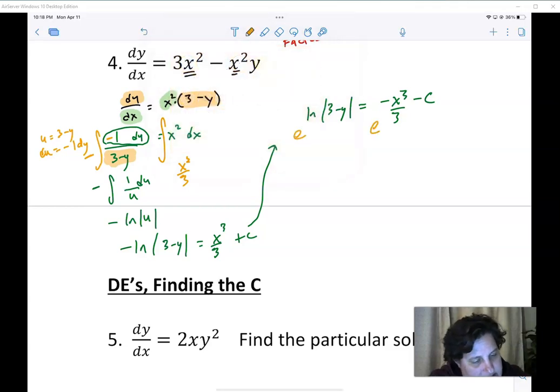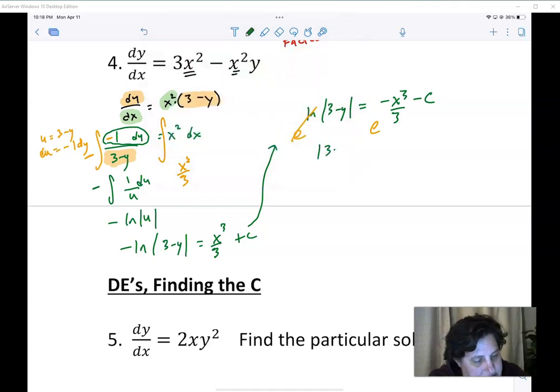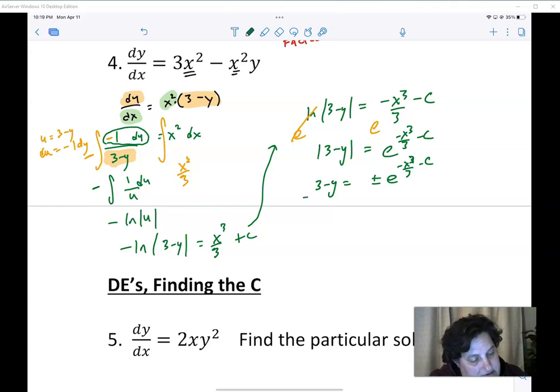Okay, how do I get rid of an ln? Well, e to each power, right? So this is, oh gosh, absolute value. 3 minus y is e to the negative x to the third over 3 minus c. Getting that out of absolute value, plus or minus e to the negative x to the third over 3 minus c. Okay? Subtracting 3 from both sides without rewriting it, I'm just going to do that. And dividing everything by a negative. Holy cow. Well, plus or minus divided by negative is still plus or minus. I guess it's like minus plus, but we can still just write plus or minus.